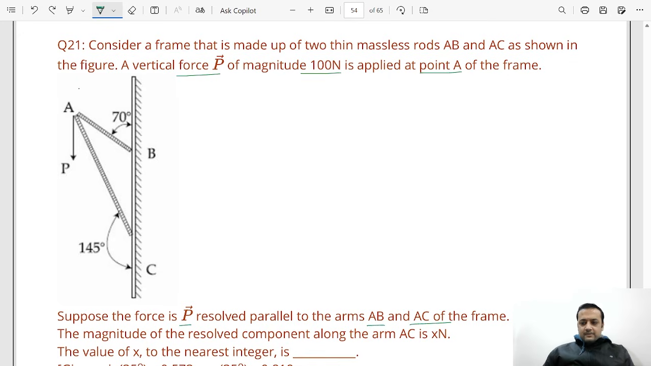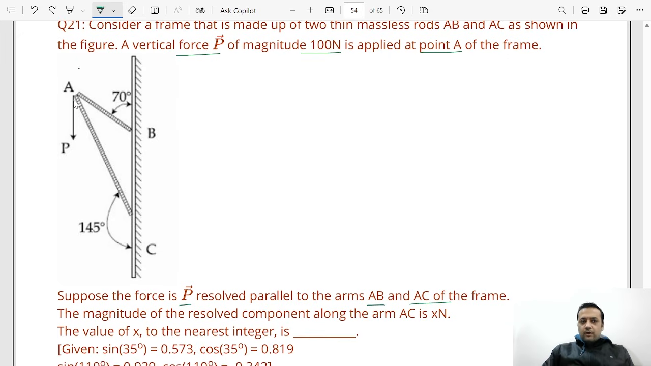Now you can't expect an easier question, guys. You have to find the component of this force P, which is 100 Newton, along this direction. That is what they are asking. That is super easy, because if this angle is 145, as they have given, this angle will be 35. Now, this P is applied parallel to the wall BC, so this angle will also be 35, right? And all they are asking is to find the component of this along AC. That means P cos 35.